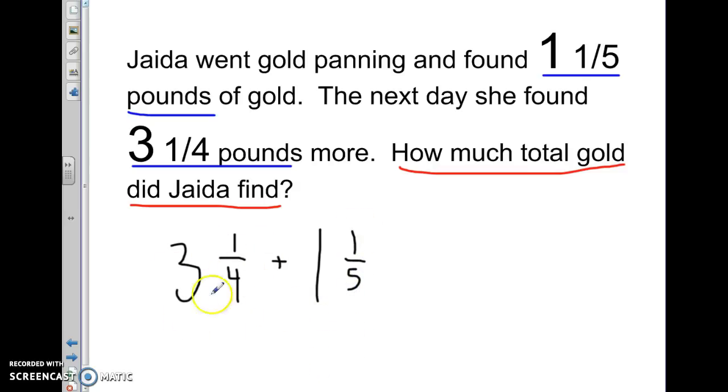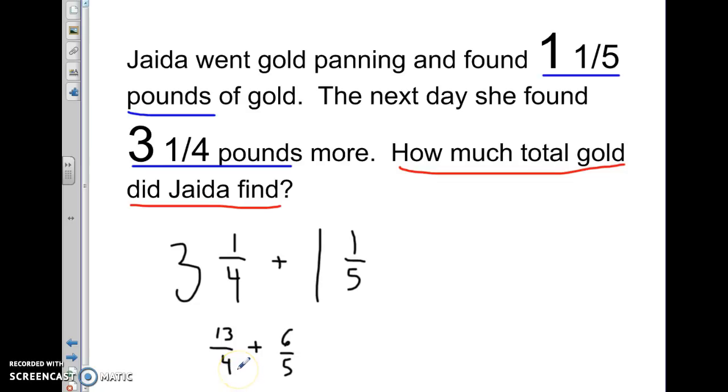So for me, I'm going to change this to improper fractions. So 3 times 4 is 12, plus 1 is 13. So we got 13/4. And then 1 1/5 is the same as 5 times 1 is 5, plus 1 is 6/5. Okay. Can't add fourths and fifths, so I got to make them the same.